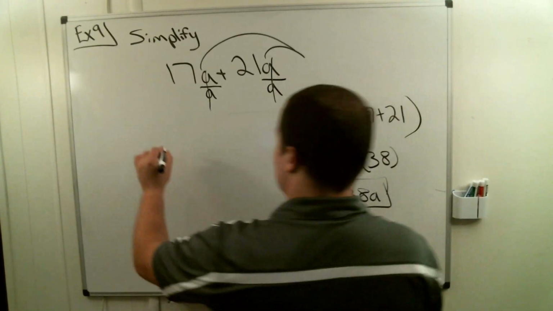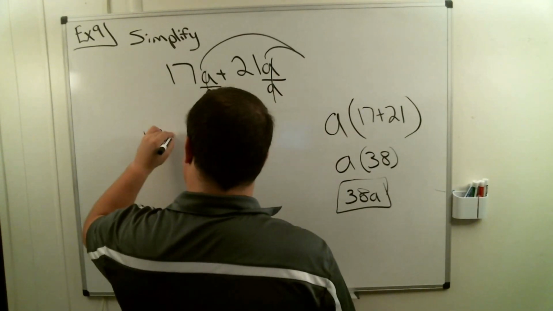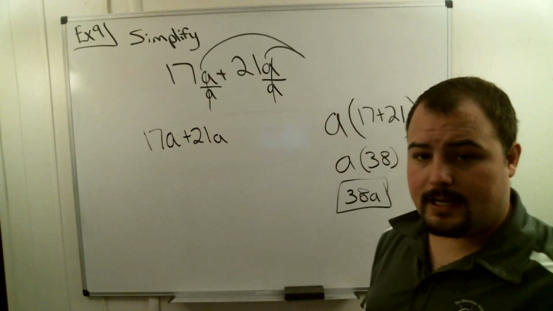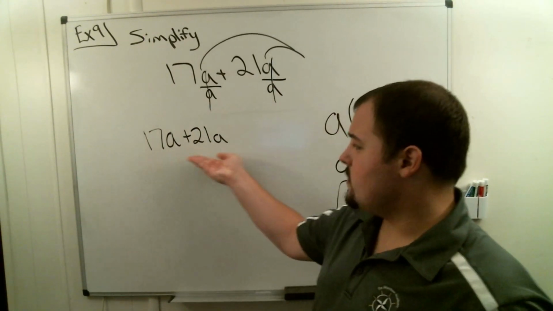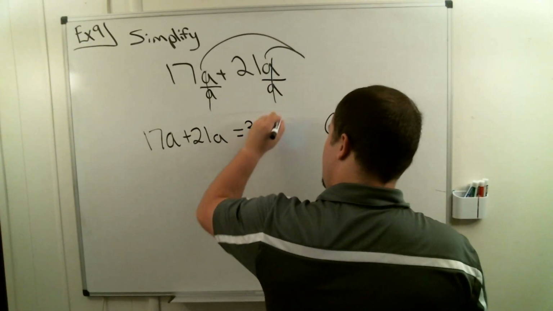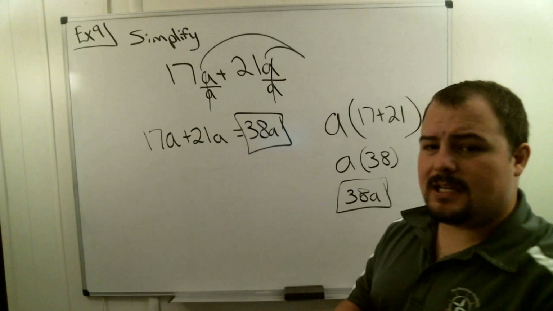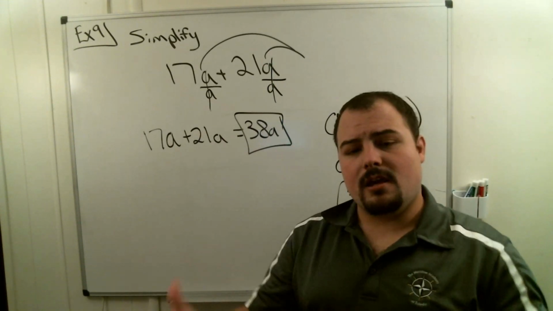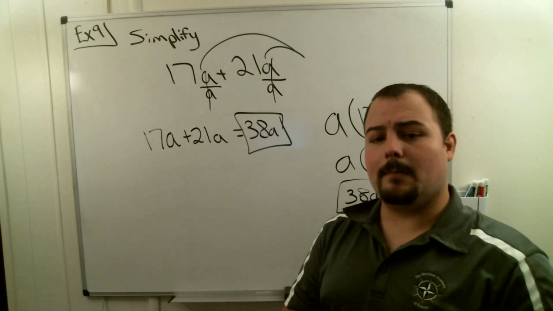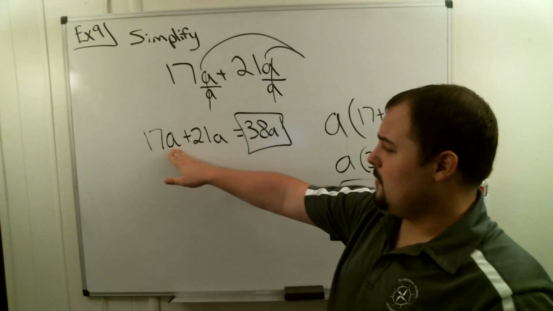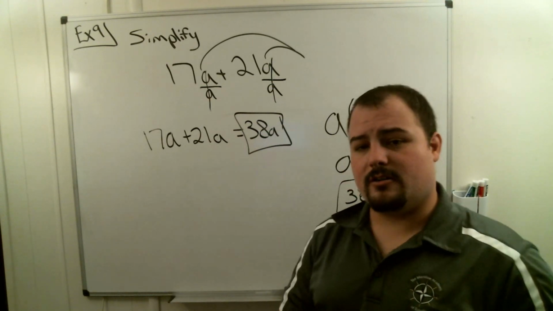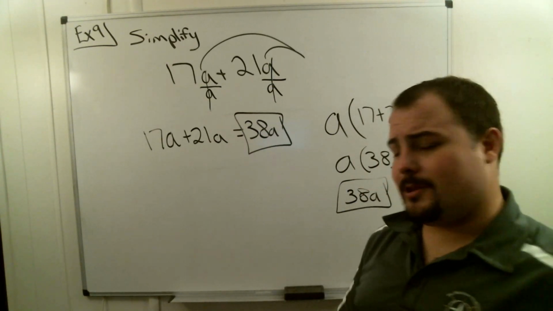Now what you can do is, as long as they have the same label, you can go ahead and put those together right from the beginning. If I had 17 apples and I had 21 apples, I have a total of 38 apples. So to me, a variable is like a label. In order for us to say that we have more of that label, they have to have the same label. So an apple is the same as an apple. But if that was a different letter, then they wouldn't be the same. And we couldn't put those together.